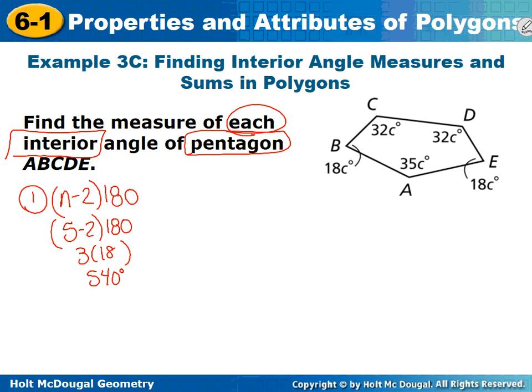Then you can do what we did last semester, and you can add all these together and set them equal to 540. Don't set them equal to 180 unless it's a triangle. Okay, be very careful. So let's do that. Let's add all these together and set it equal to 540.